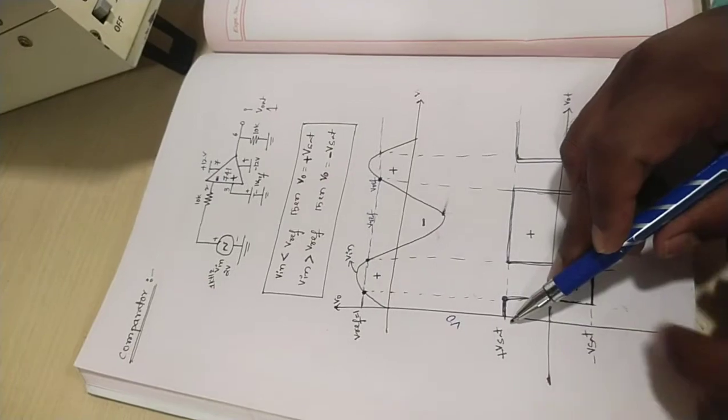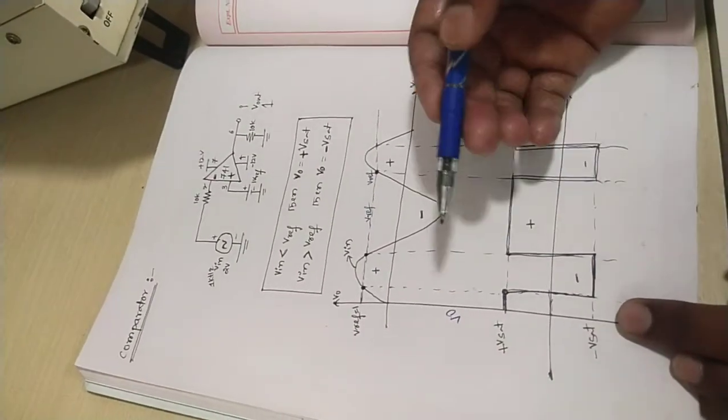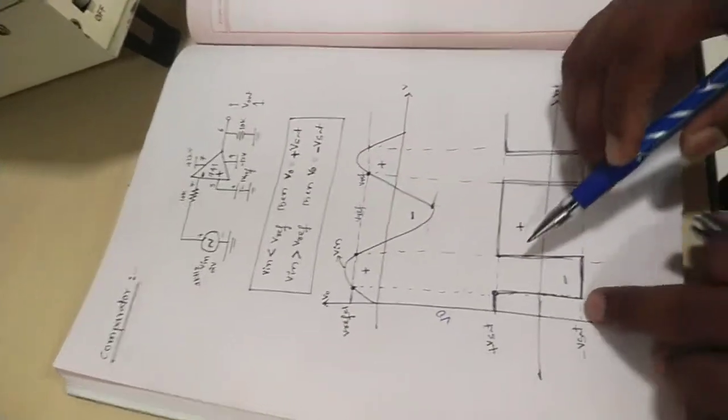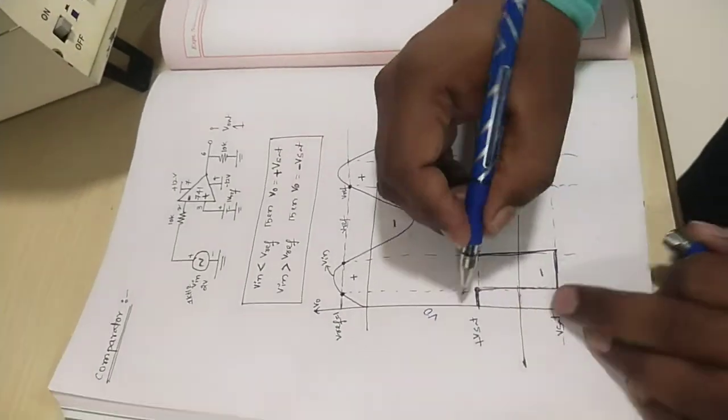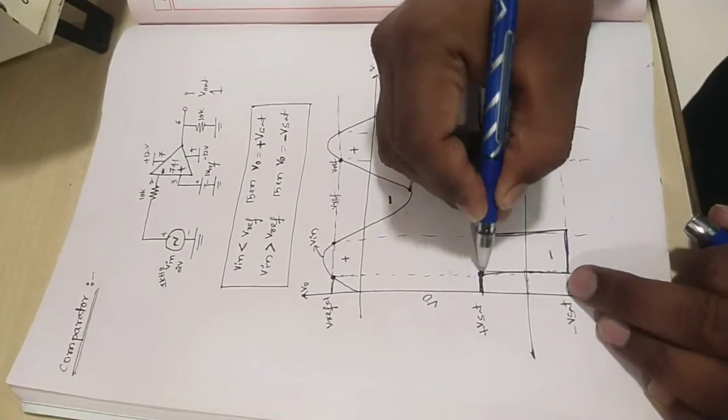In this output waveform, plus V sat is above the x-axis, and minus V sat is below the x-axis. From this portion we are getting the plus V sat. This is the plus V sat.